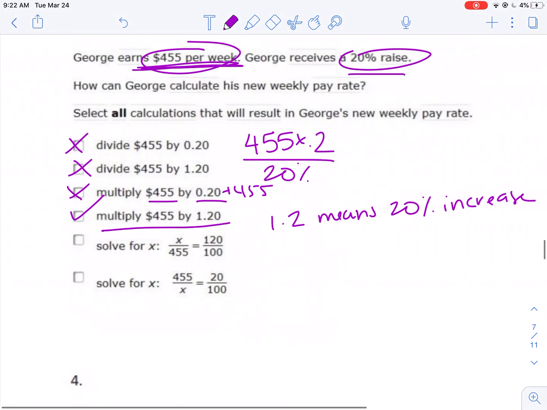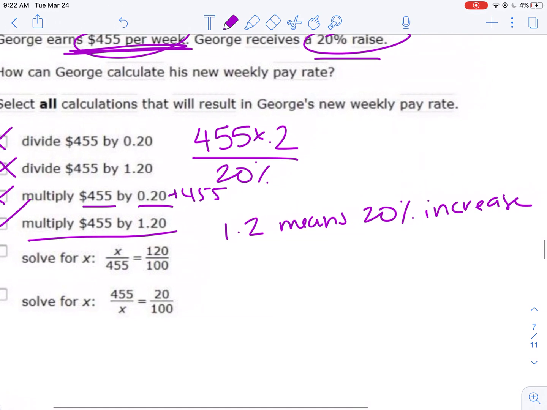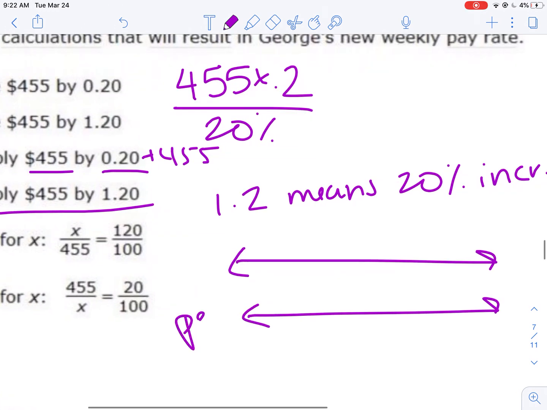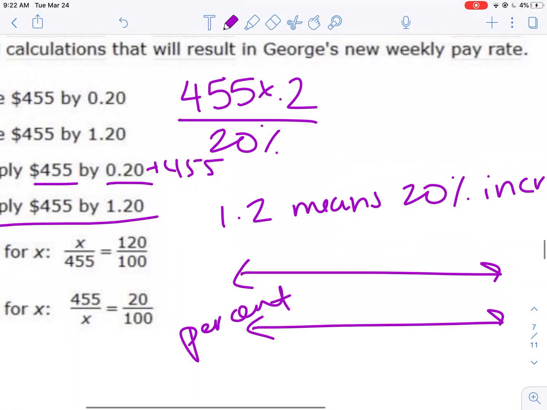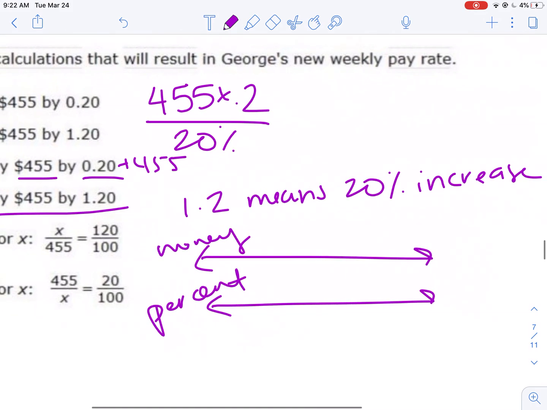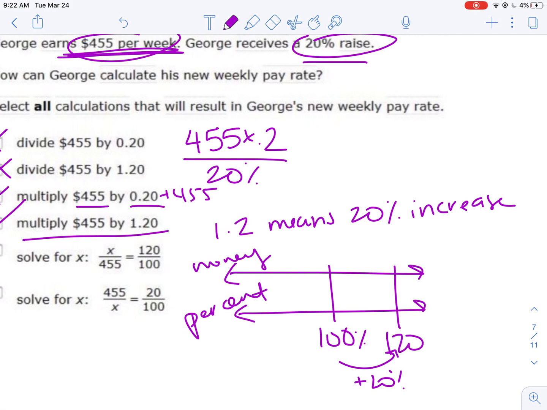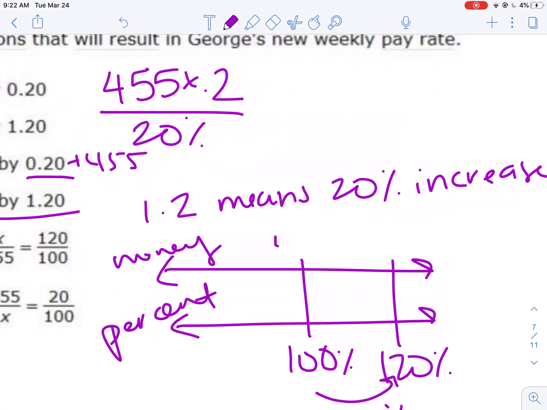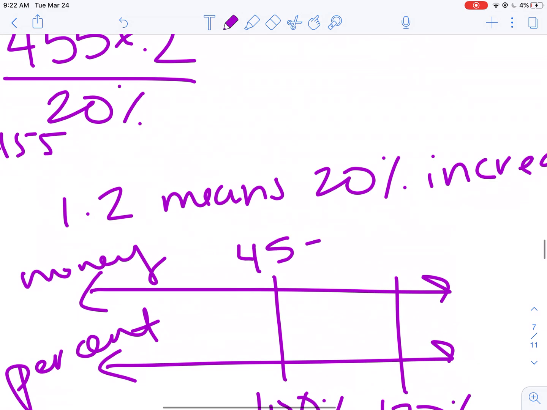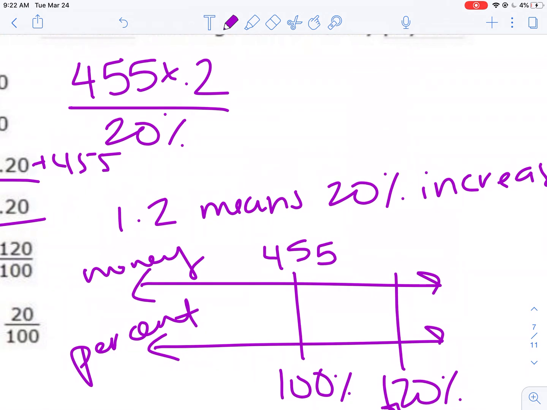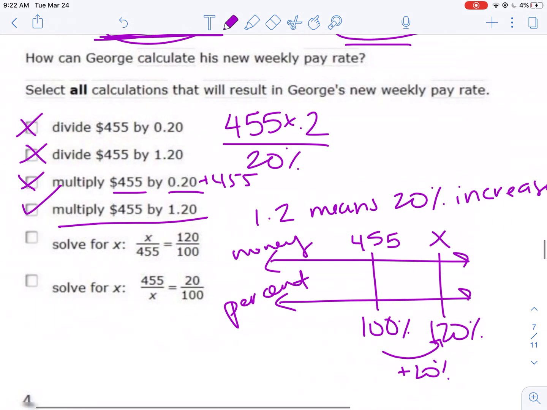Well, let's make a double number line and see which of these proportions would make sense. So let's put the percent here. Let's put the money here. Sorry, that's really messy. And we're trying to find out, well, 100% and then a 20% increase, plus 20% would be, we're trying to find 120%. And we know 455 is 100%. We're trying to find out what happens when you increase that by even more.